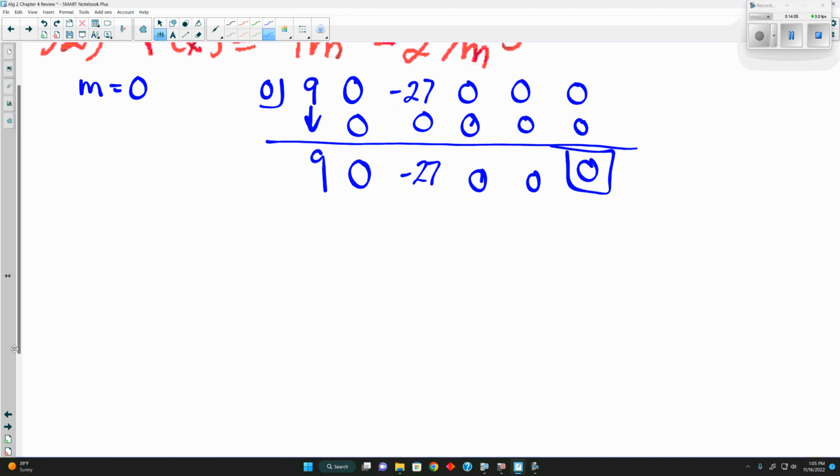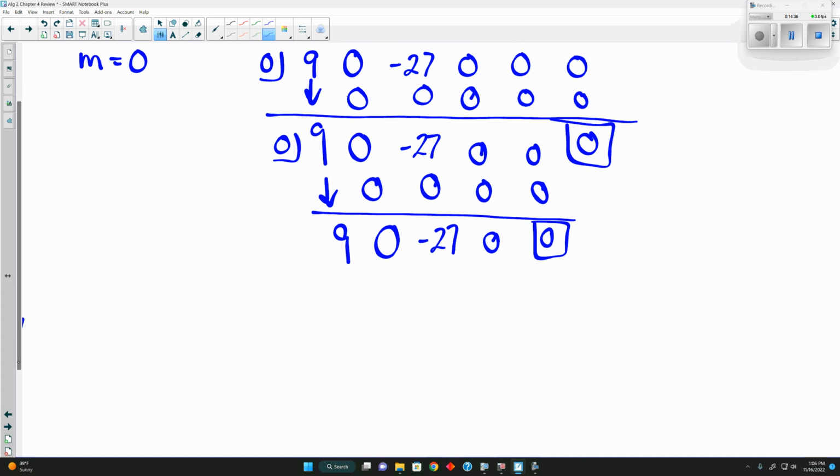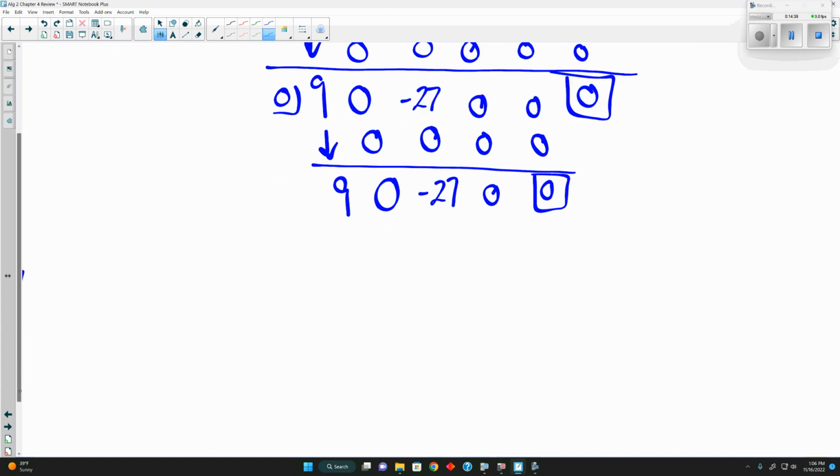What do you think is another solution we can try? Zero times 9 is 0. 0 plus 0 is 0. 0 times 0 is 0. Negative 27 plus 0 is negative 27. Negative 27 times 0 is 0. 0 plus 0 is 0. 0 times 0 is 0. And 0 plus 0 is 0. That just sounds like a whole mess of zeros. Oh, now we're down to a cubic. We need one more solution.